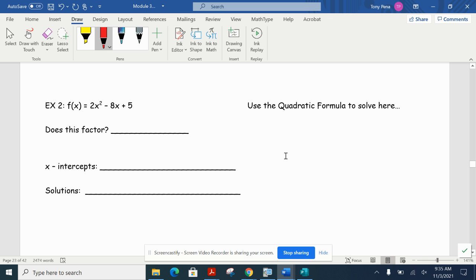Okay, so at the top there, it's just asking you, does this factor? If we try to factor this one, we're not going to do that too much. The number 2 in front of that x squared is not something we really have dealt with. And in this case, it wouldn't factor anyway. So that's not going to factor.